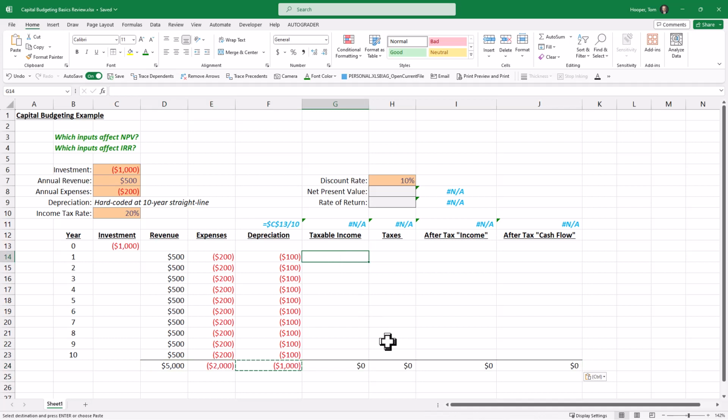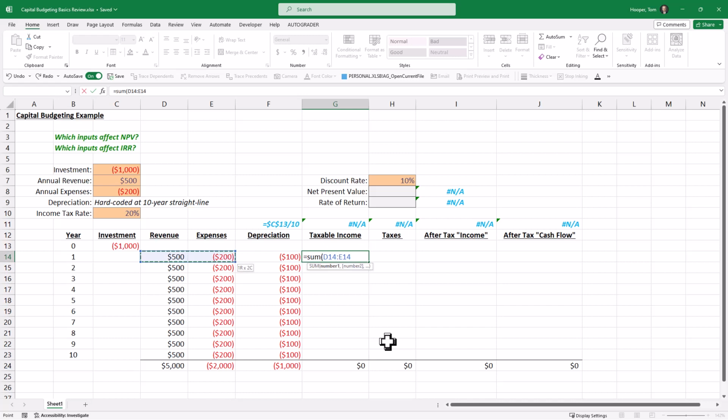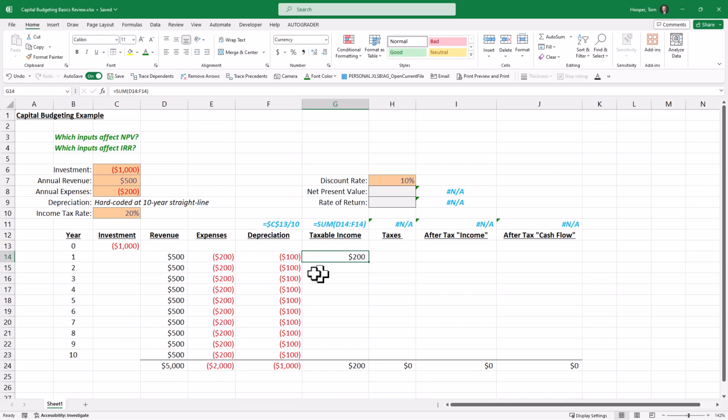And then for taxable income, our taxable income doesn't include the investment, right? The taxing authorities aren't going to let us write off that entire investment in the first year. So it's just going to be the sum of the revenue less the expenses less the depreciation. So we're going to spread that investment out over 10 years as far as the taxing authorities are concerned. So we made $200. We actually brought in $500, paid out $200 in expenses, and then paid out $100. Didn't really pay it out because it's non-cash, but we charged ourselves a portion of the investment in that first year. So our taxable income is $200.